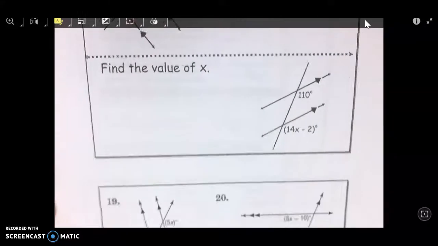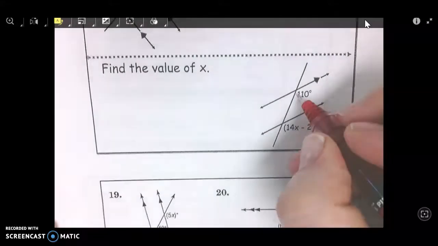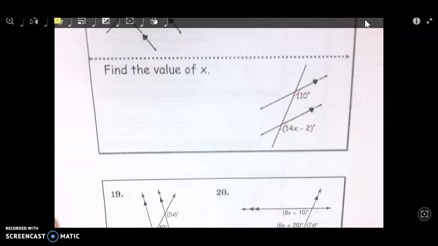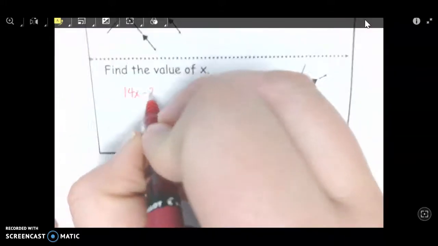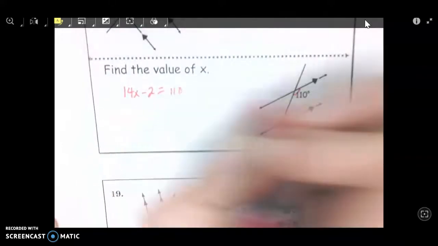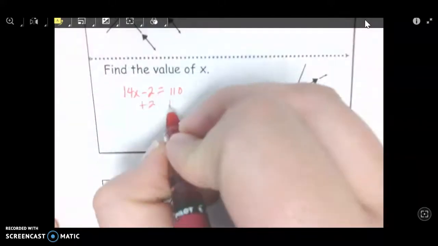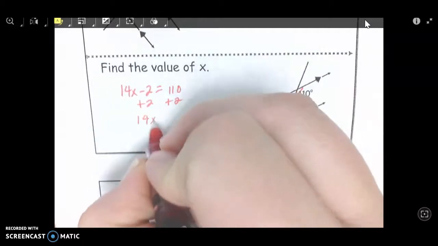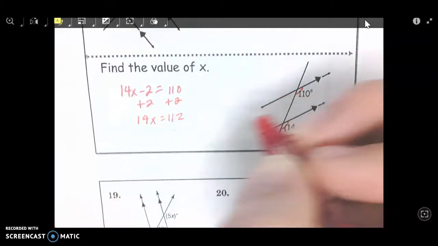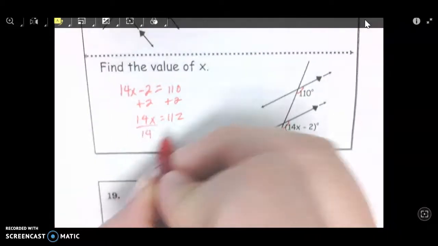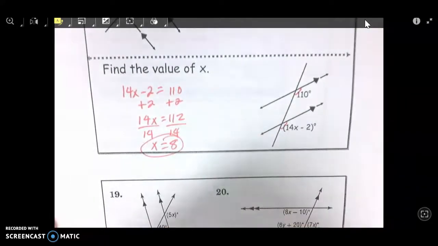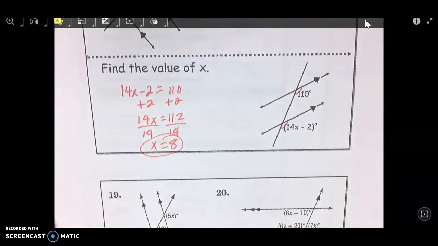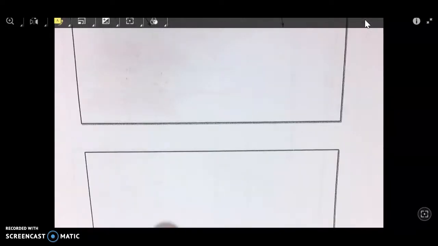Right? So on the next one, it says find the value of x. We are given corresponding angles. So 14x minus 2 equals 110. Solve for x. We're going to add 2. You get 14x equals 112. Divide by 14, divide by 14, you get x equals 8. Okay? So let's look at some more of these.